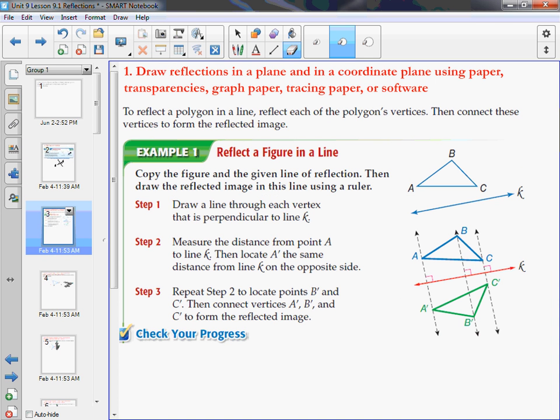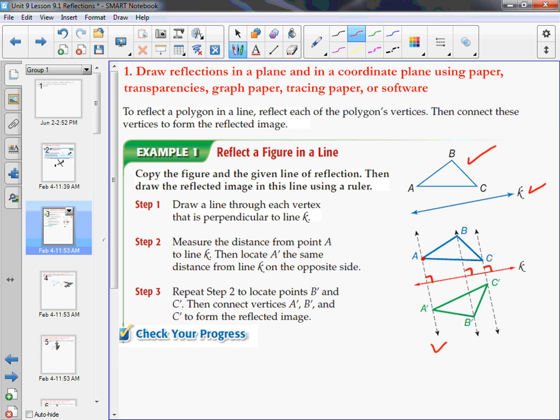So here's the way the book explains it. In example 1, still on page 615, we start with triangle ABC and a line of reflection K. What we do is we draw a line that goes through A and is perpendicular to the line of reflection and make it keep on going over here on the other side. We do the same thing with B. Make sure that line's perpendicular to the line of reflection. Make a line from C. Make sure it's perpendicular to the line of reflection.